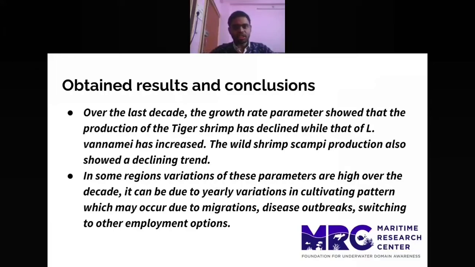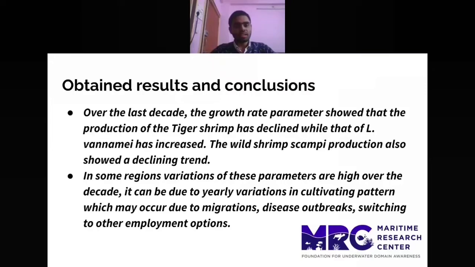Apart from that, the variations in these parameters are high over certain regions. That may be due to migrations in those regions, or the switching of farmers to other employment options. But we cannot directly figure this out, because this data just tells us there are some problems, but doesn't tell us why these highly unstable variations are there in these regions.